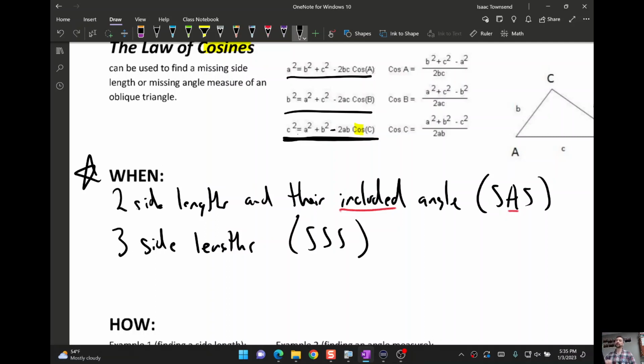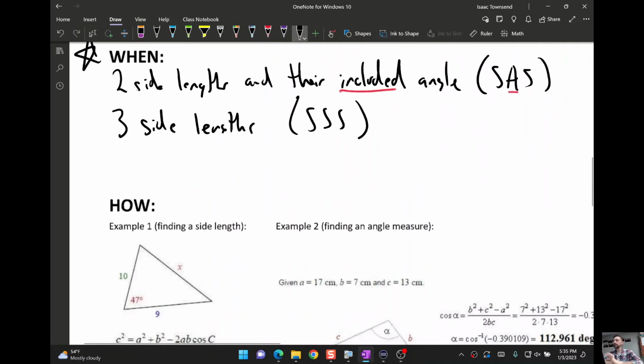Okay, and then that's the only two times you could use law of cosines: side angle side, or side side side. So below, I've got a couple of examples already typed out. Again, you'll practice this from a few texts. The book assignment's really not that long, but you'll try it here in a few minutes.